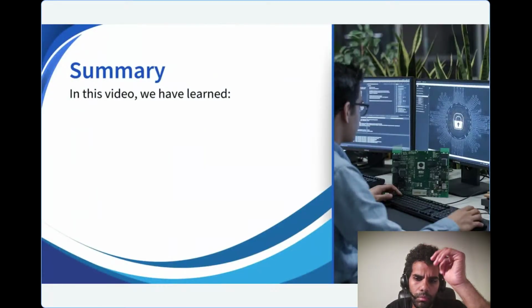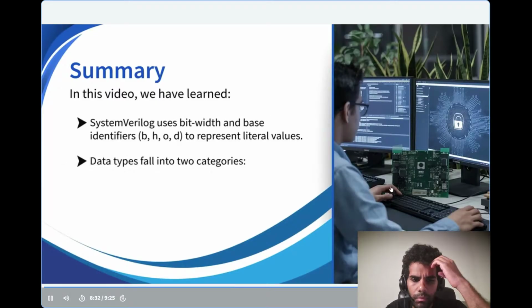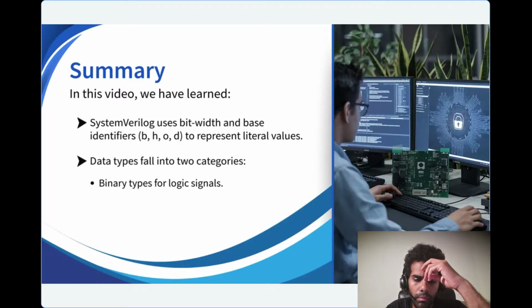So here's what we've learned. SystemVerilog represents literal values using bit widths and base identifiers B, H, O, D to specify binary, hexadecimal, octal, and decimal formats. Data types fall into two broad families: binary types for modeling logic signals and wires, and numerical types for modeling whole numbers and real numbers.